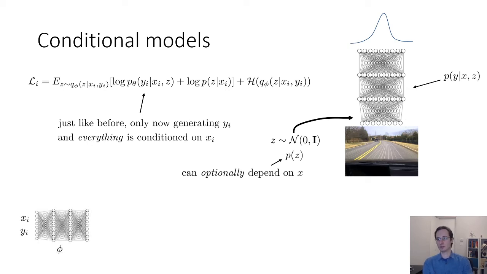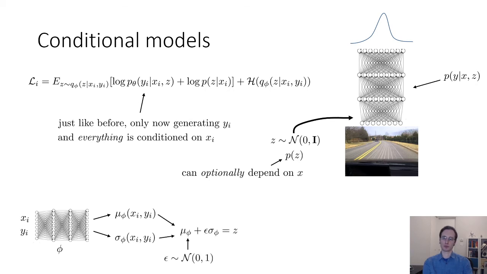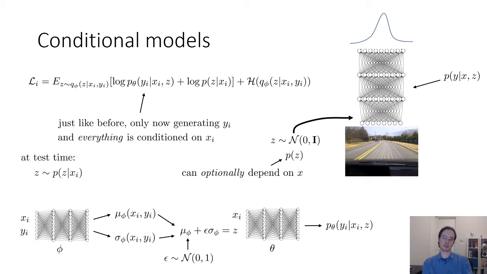So the graphical model for this scheme would look something like this. You have your inference network, which takes in xi and yi, and it produces the mean and variance over z. Just like before, we use the reparameterization trick, sampling epsilon from a zero mean unit variance Gaussian and combining it together to get z. And then z is fed into another network that takes in both z and xi and produces a distribution over y. And then at test time, we sample z from p of z, or p of z given xi if it depends on xi, and then sample y from the decoder.